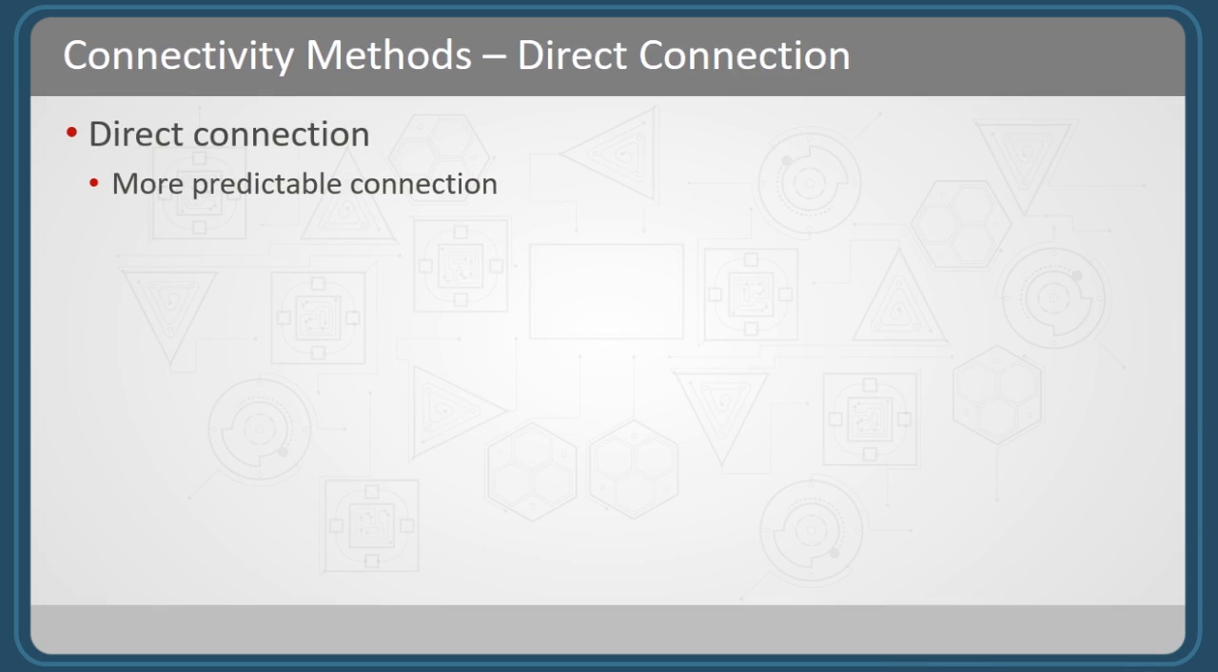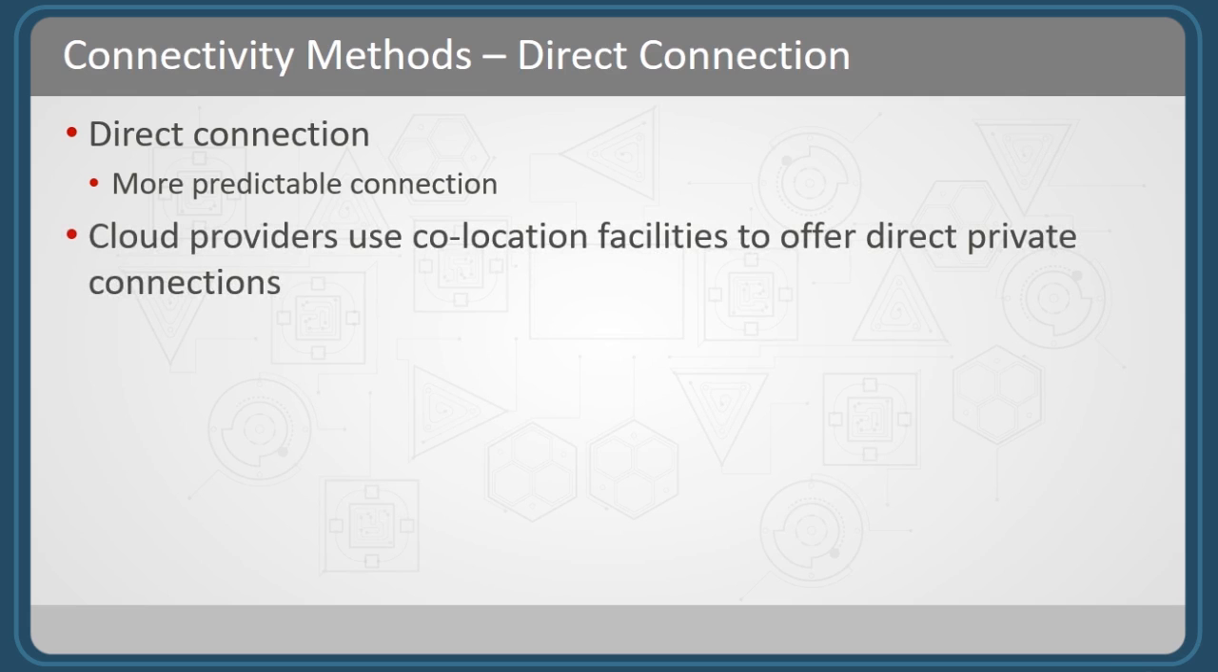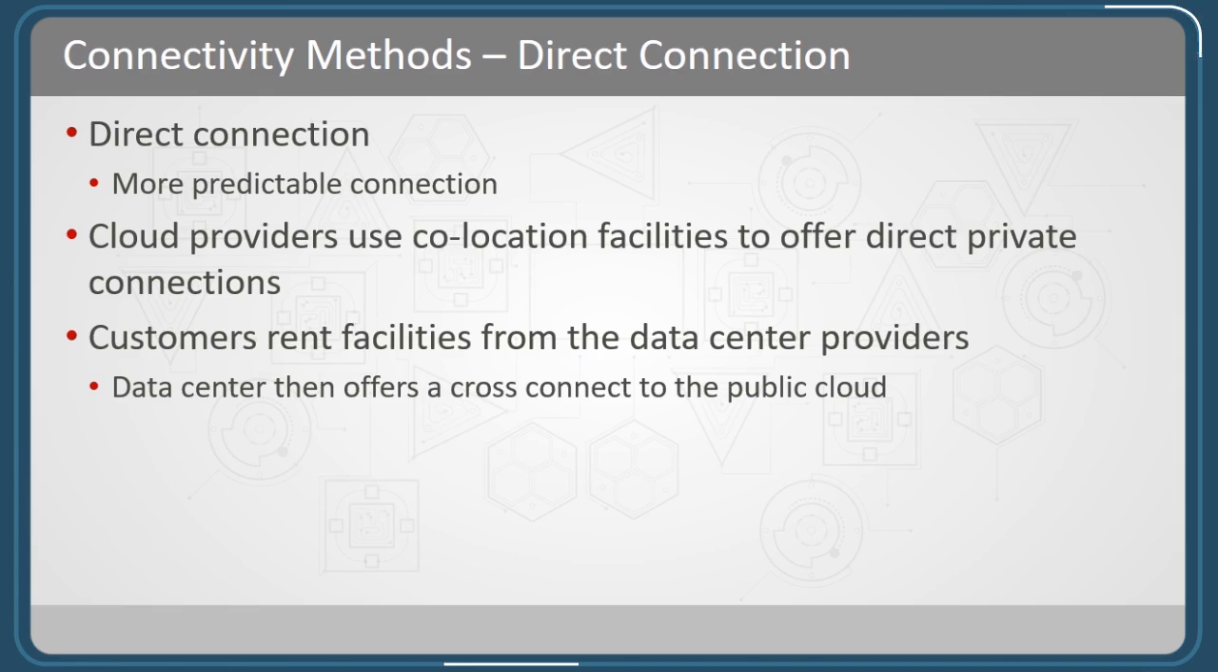Now, another option is direct connection, and this can be implemented in a few different flavors, if you will, but this offers a more predictable connection. Typically, you'll see cloud providers using co-location facilities to offer direct private connections, and often those co-location facilities are telecom providers, people who already have communications infrastructure in place. So customers will then in turn rent these facilities from the data centers, and they will in turn offer a cross-connect back to the public cloud.